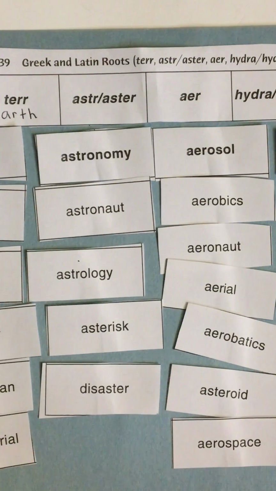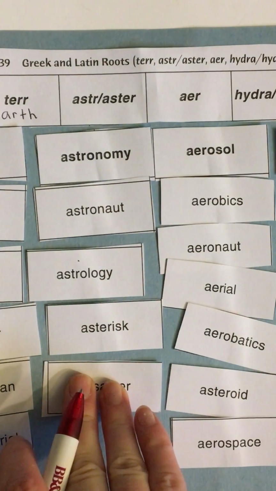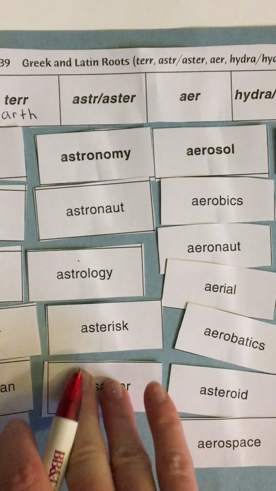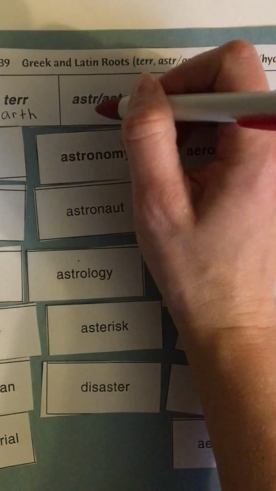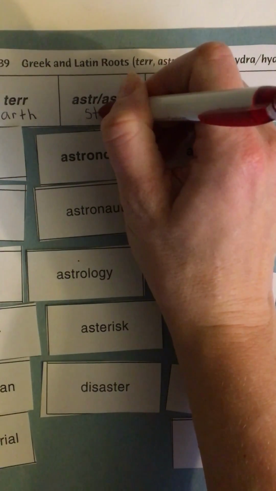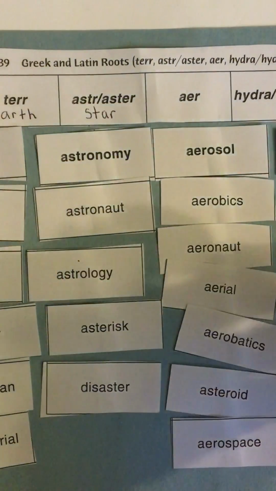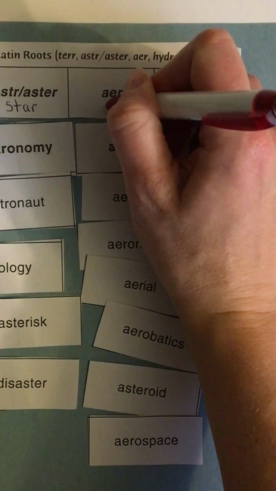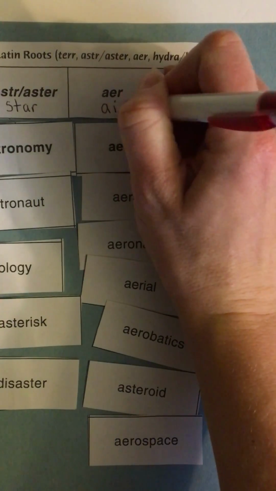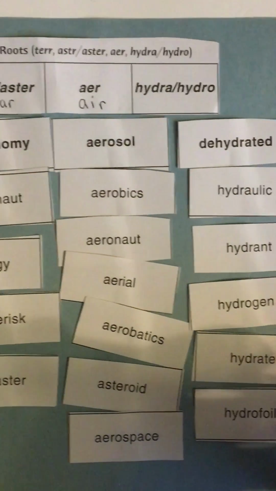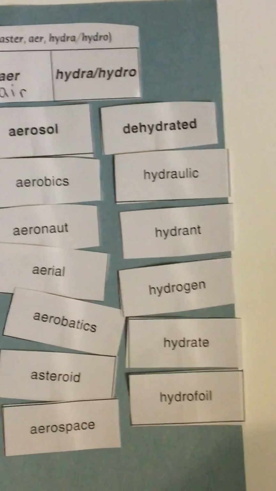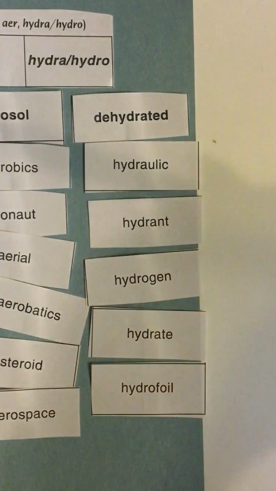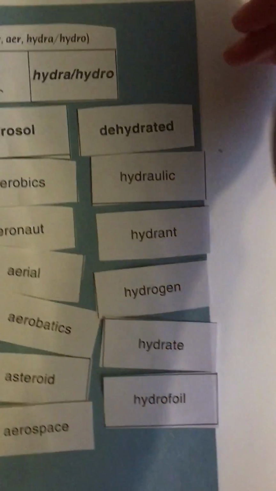Okay, looking at the astr, what do you think this means? What do they all have to do with? Disaster might throw you off here, but what are the other ones? These mean star. And air, that one indeed does mean air. And hydra or hydro, a hydrant is full of water.